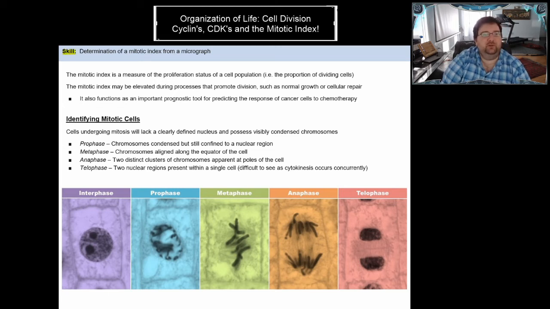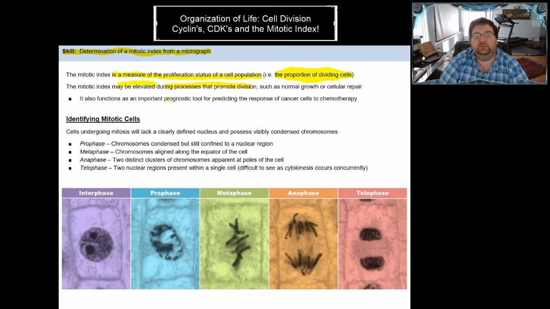The skill that we're going to be focusing on today is the ability to determine a mitotic index from a micrograph. So what a mitotic index is, it's a measure of the proliferation status of a cell population. So in other words, it's how many cells are in the process of division as opposed to growth, or interphase. It's interphase versus mitosis. And this is going to tell us a little bit about what's happening in the organism at that time. So a mitotic index may be elevated during times where we need lots of division.